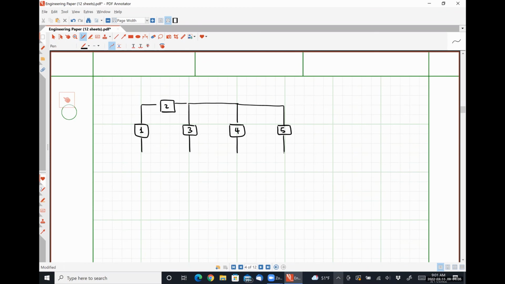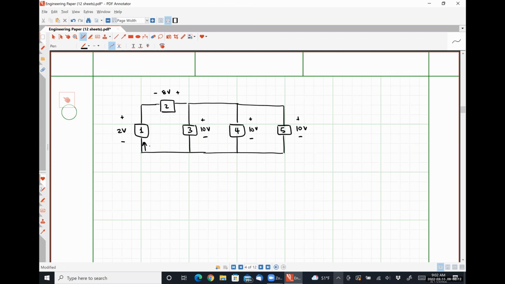Here's element 5. And let's say that there is a 2-volt drop over element 1, positive polarity on top, an 8-volt drop over element 2, positive polarity on the right, a 10-volt drop over element 3, positive polarity on top, 10-volt drop over element 4, positive polarity on top, 10-volt drop over element 5, positive polarity on top.